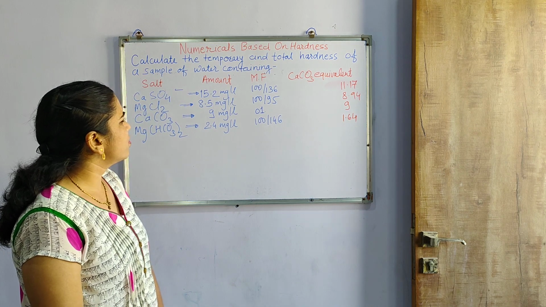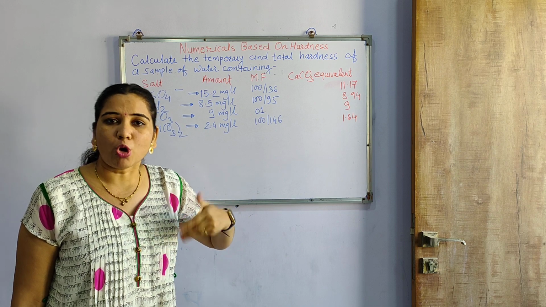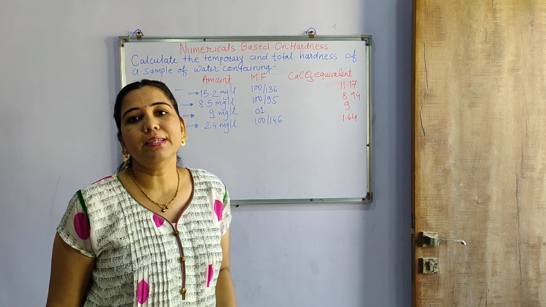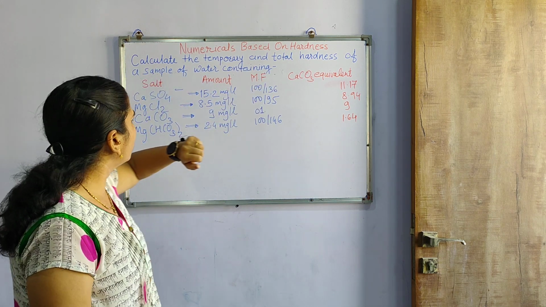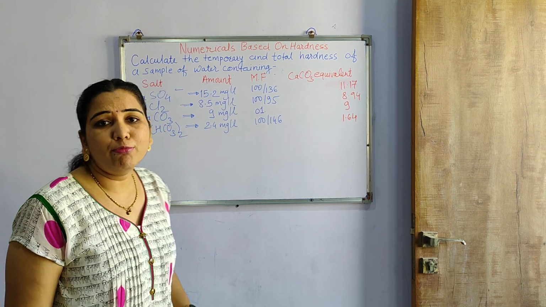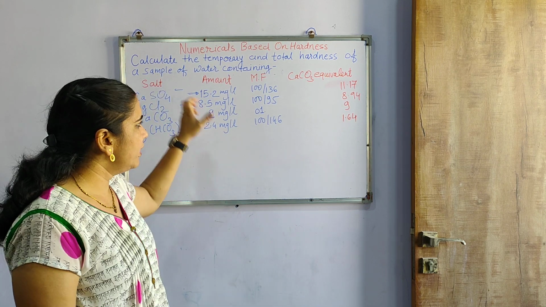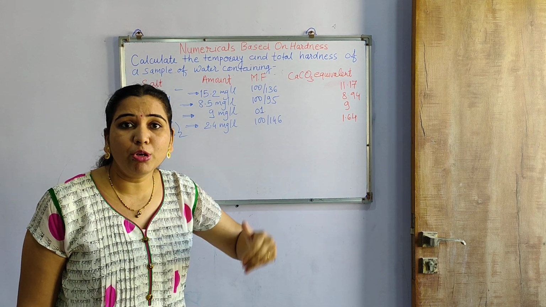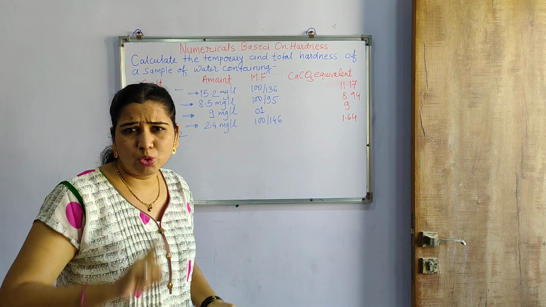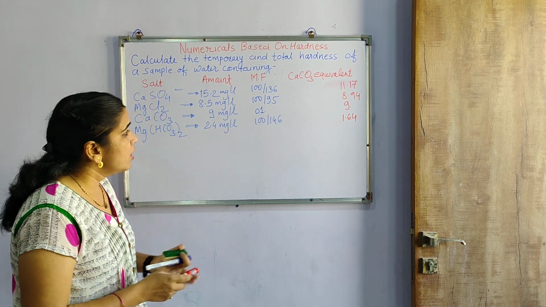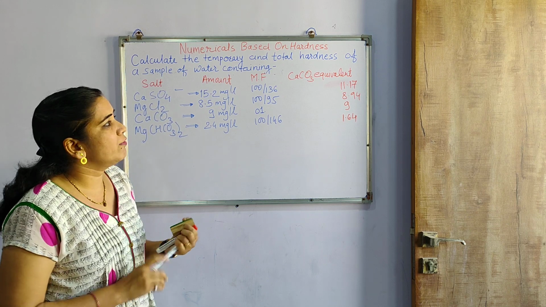Guys, today we are going to solve numericals based on hardness of water. We have solved such type of problems, so you can see my earlier videos also. Now here, calculate temporary and total hardness of a sample of water which contains these salts. I already wrote this problem in tabular form so that we can save our time and the video should be very short. Now we'll start to solve the problem.